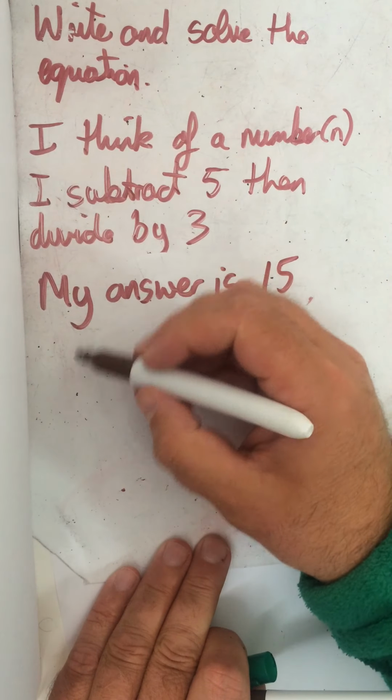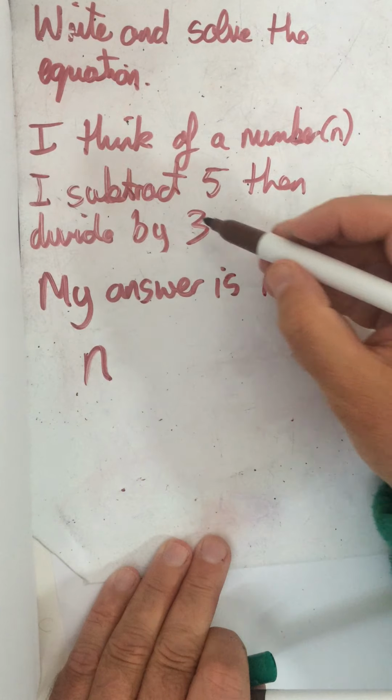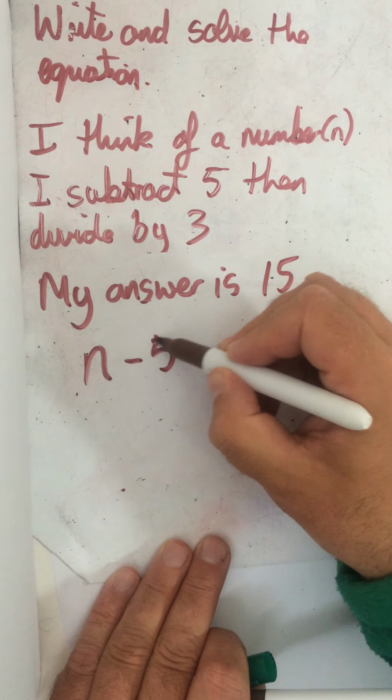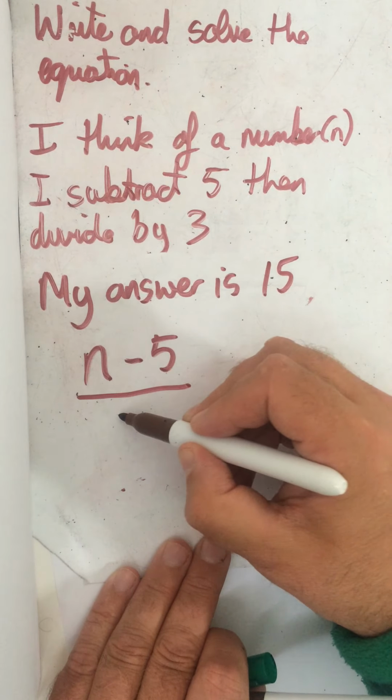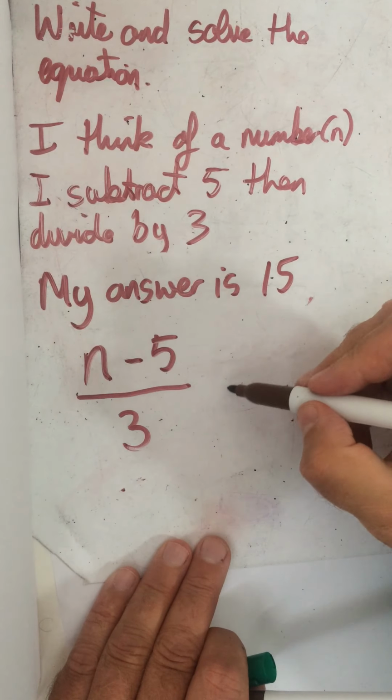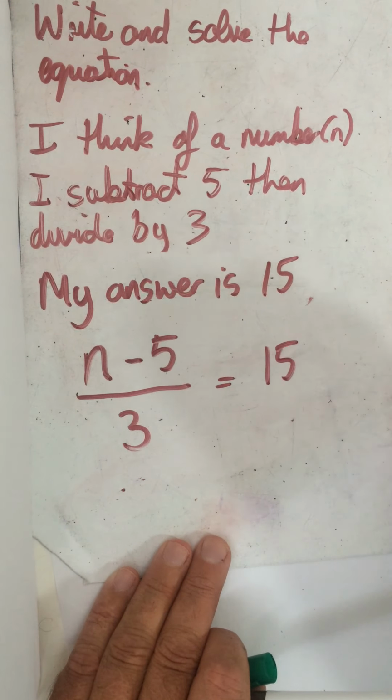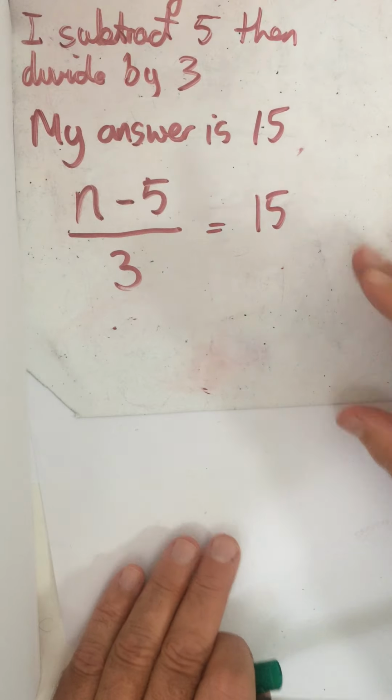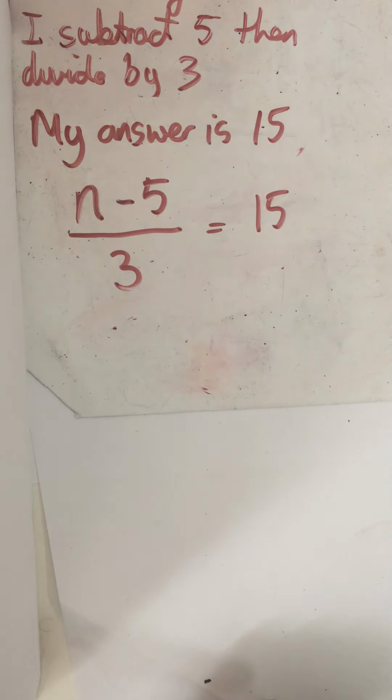I think of a number n. I subtract 5, then divide it by 3. So I'm going to put all that over 3. And my answer is 15. So this is the equation, first of all.